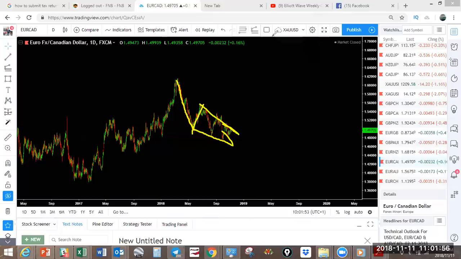So now what we're looking for here is for the structure inside here to complete. Where there's going to be a 3-wave move, we're going to expect a bounce at some point when that is completed. And that bounce, we'll still expect further downside. Okay, so when that bounce comes, that will be supporting the US dollar CAD bounce.